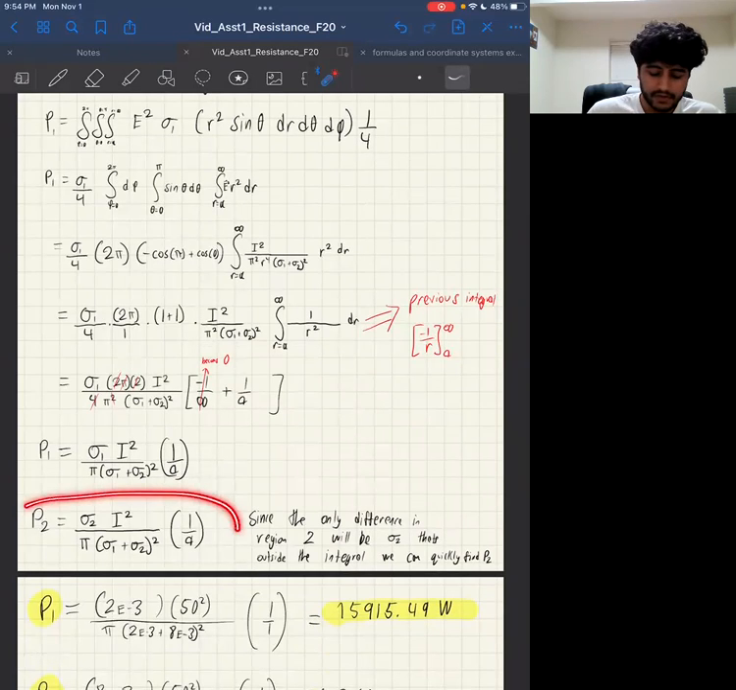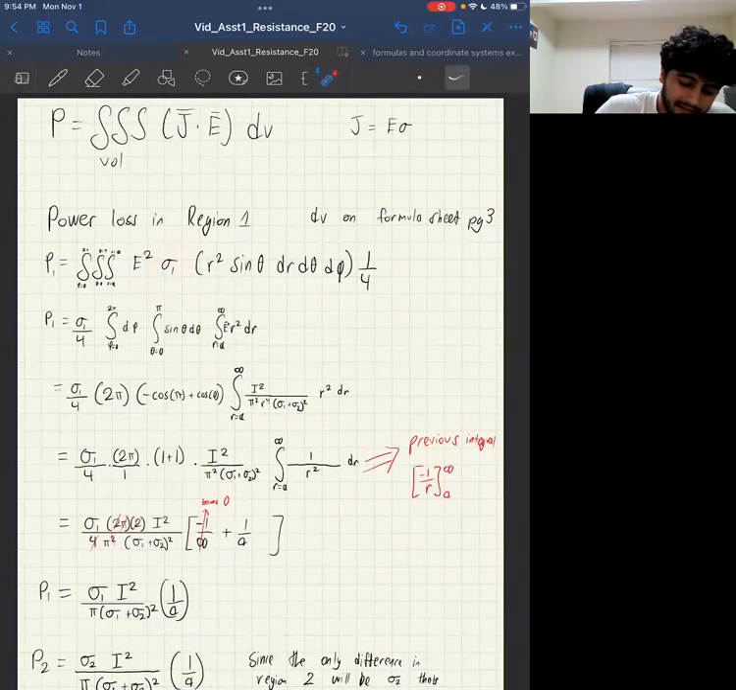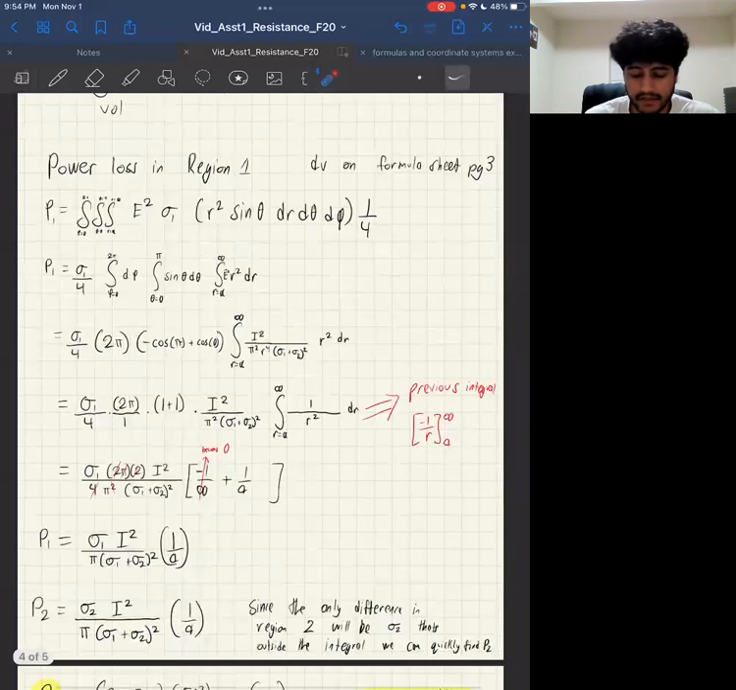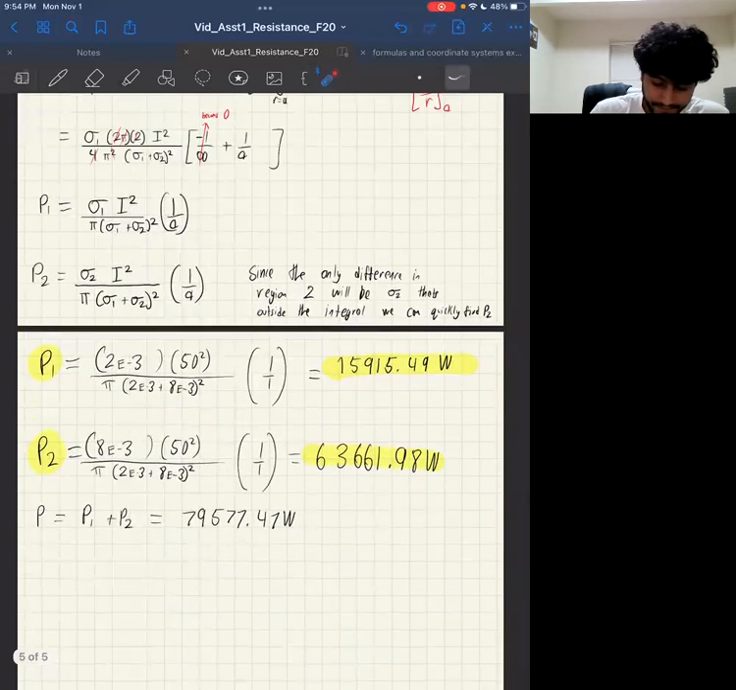And the power loss in region 2 will be exactly the same, except its conductivity is going to be the conductivity of region 2. Now this makes sense because this equation is identical for region 2. The only difference would be this, the conductivity. The geometry of the two regions is the exact same, so that's why we can use this equation. And we didn't have to solve the entire integral again.